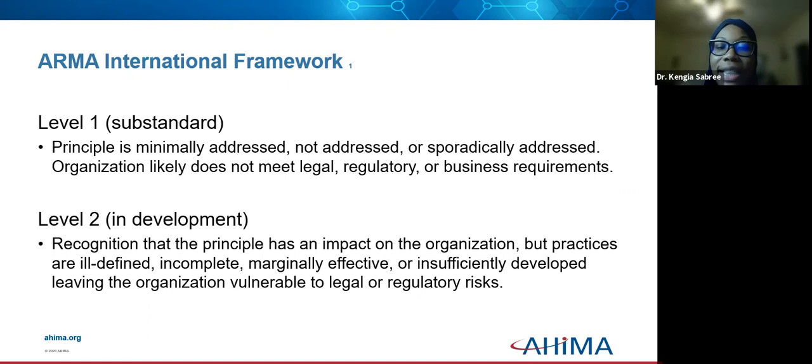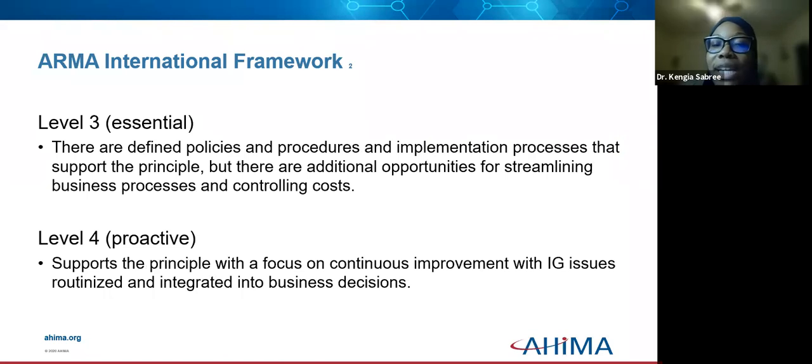So you are recognizing that the principle has an impact on the organization, but practices are ill-defined, incomplete, marginally effective, or insufficiently developed, leaving the organization vulnerable to legal or regulatory risk. A level 3 is essential. Depending on the task, it's going to tell you the required levels, and then you can determine again where your organization stands based on this information. So level 3 is essential. There are defined policies and procedures in the implementation processes that support the principle, but there are additional opportunities for streamlining business processes and controlling costs in this area.